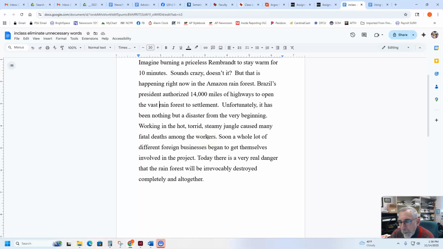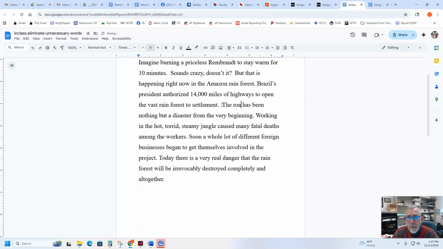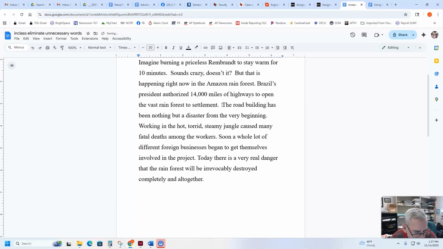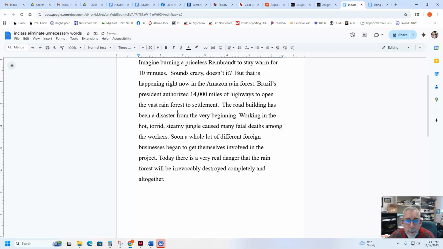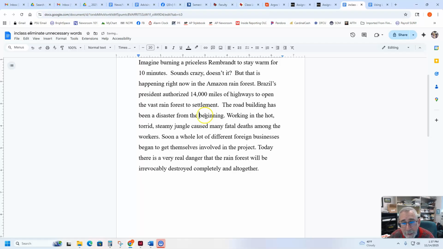Now we have the word unfortunately. When you begin a sentence with unfortunately, you are actually telling the reader they should feel something. It's much better just to tell them and let them feel. So unfortunately, we'll get rid of that. And here we have one of those vague "its" we should not have. What is it we're talking about? The project or the road building has been nothing but a disaster. Has been a disaster has more impact than throwing other words in its way. Has been a disaster from the very beginning. How about just from the beginning? Very beginning and beginning are the same thing.